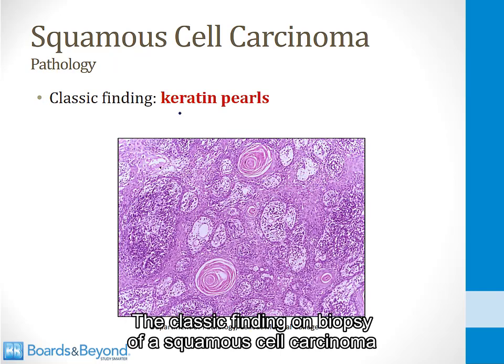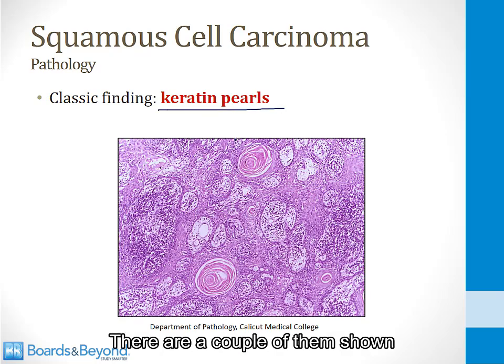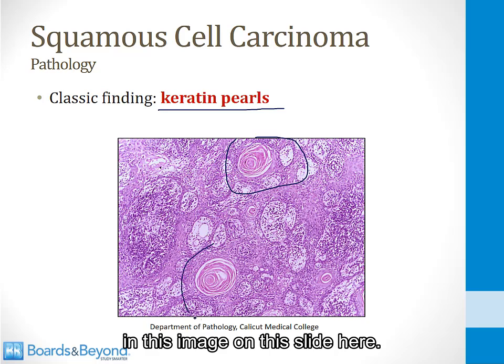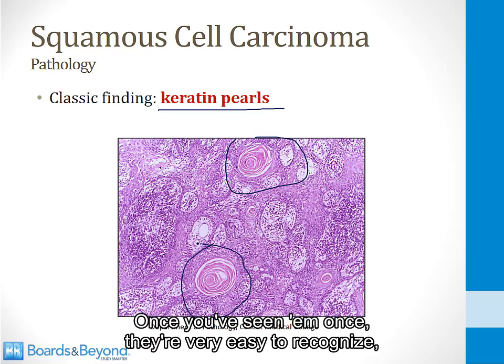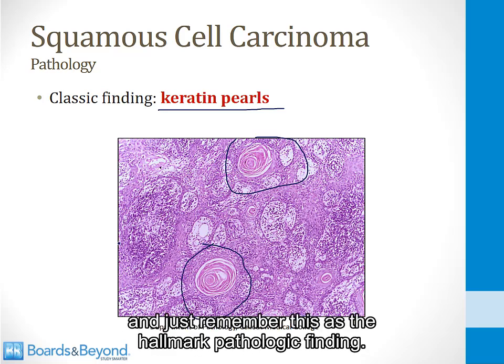The classic finding on biopsy of a squamous cell carcinoma is the presence of keratin pearls. There are a couple of them shown in this image on the slide here. Once you've seen them once, they're very easy to recognize, and just remember this as the hallmark pathologic finding.